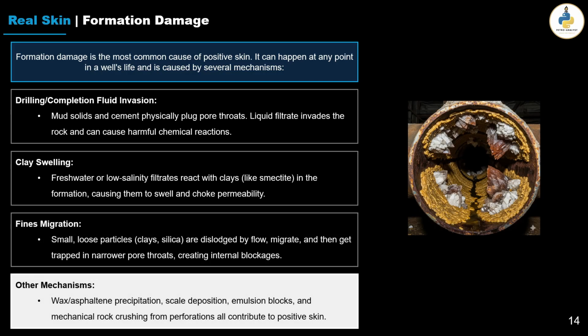Other mechanisms include wax or asphaltene precipitation inside the wellbore area, or scale deposition if we have incompatible reservoir fluid with the fluid introduced into the wellbore, or mechanical rock crushing, like from the perforation. The perforation actually causes crushing for a certain zone inside the reservoir, causing a positive skin in this crushed zone.